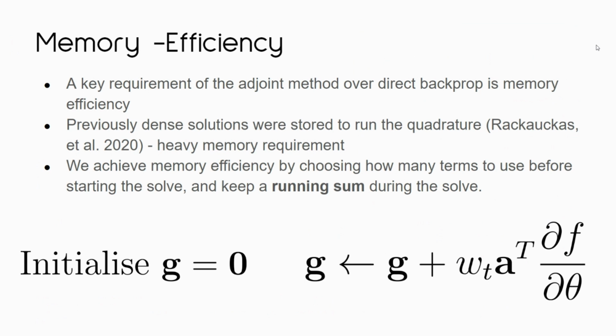We instead achieve memory efficiency by choosing how many terms to use before starting the solve, and then we keep a running sum of the total during the solve. So that's shown below. We initialize g at 0, and then every time we update g, we add the weight multiplied by a df/dtheta.